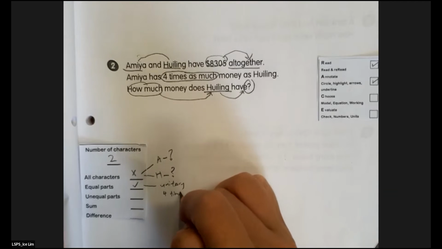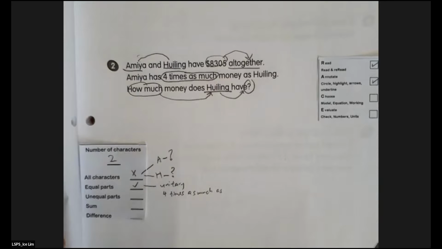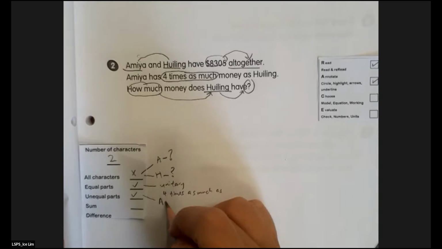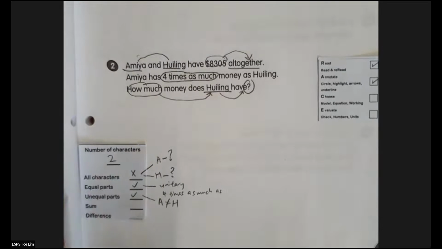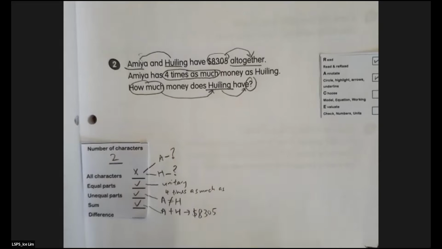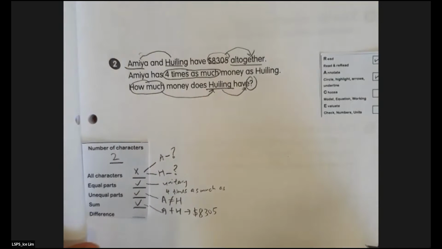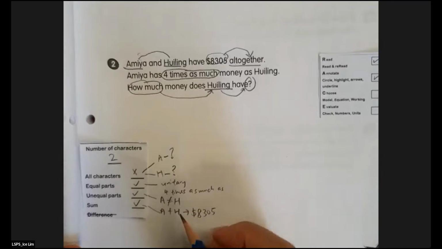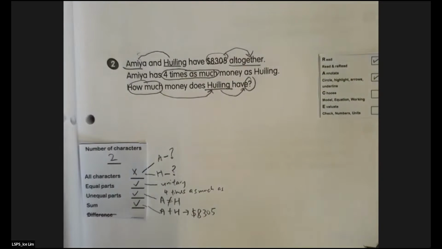Okay, are Amia and Huili equal? No, they are not equal. So Amia and Huili not equal. Do I need to know the sum? 105. Okay, do I need to find the difference? Do I need the difference? Is it given? Do I need it? No, because it never asks you to compare Amia and Huili, right? It never says how much more money does Amia have. This one no need.